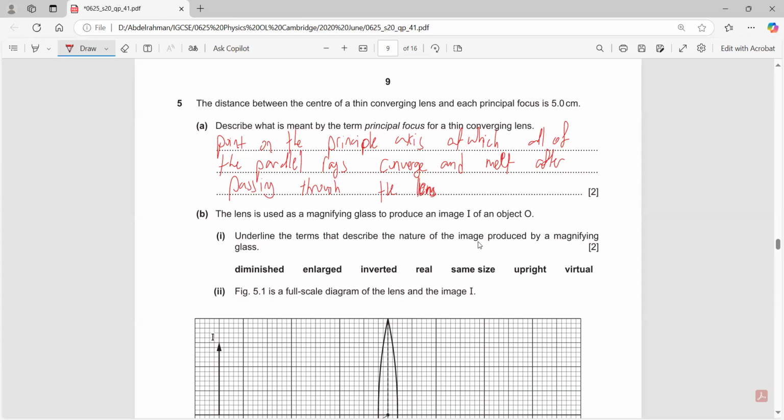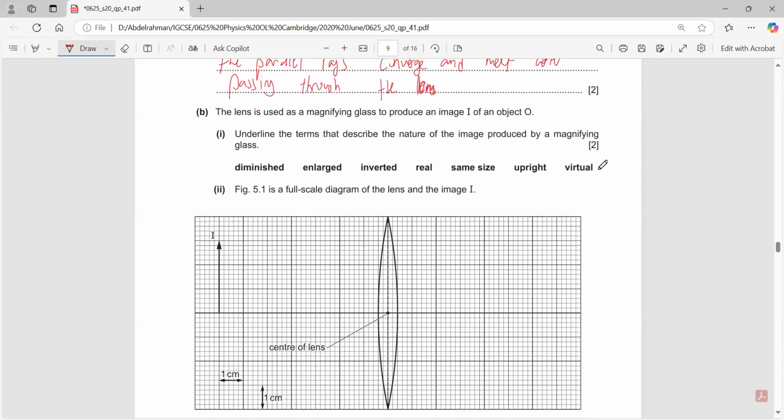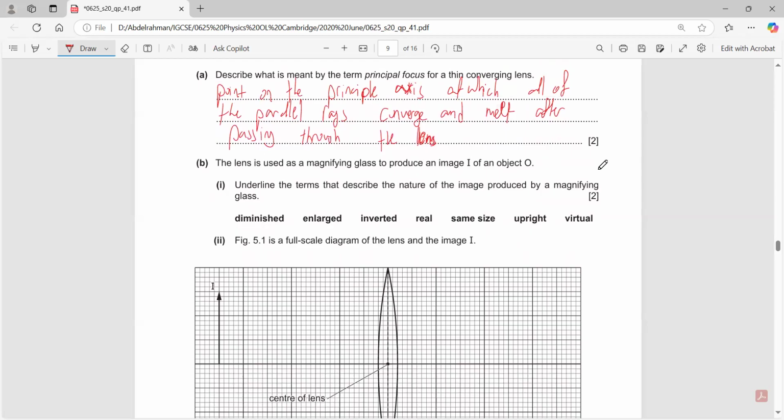It's a point on the principal axis at which all of the parallel rays converge and meet after passing through the lens. The lens is used as a magnifying glass. Magnifying glasses have three properties, which are underlined now.